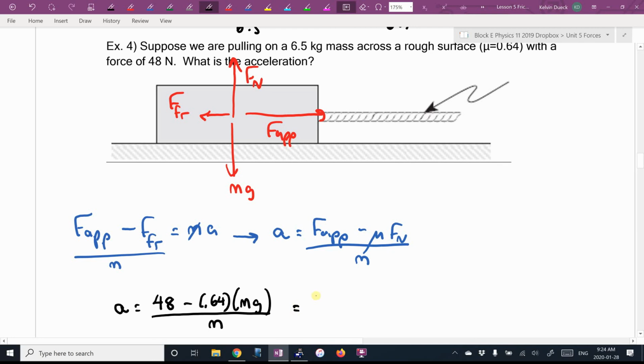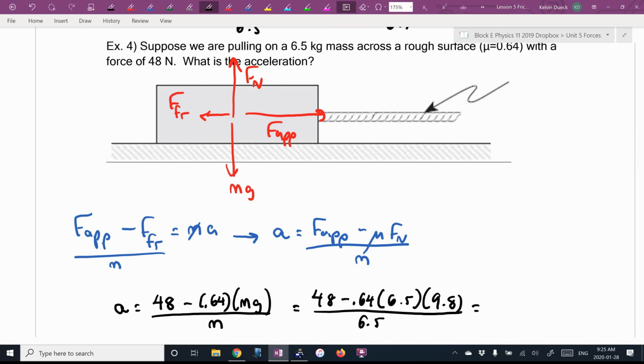So it's going to end up being 48 minus 0.64 times 6.5 times 9.8 all over 6.5. I think you're going to get a weird answer. Maybe not. Do you get a strange answer at all? Or am I totally wrong?